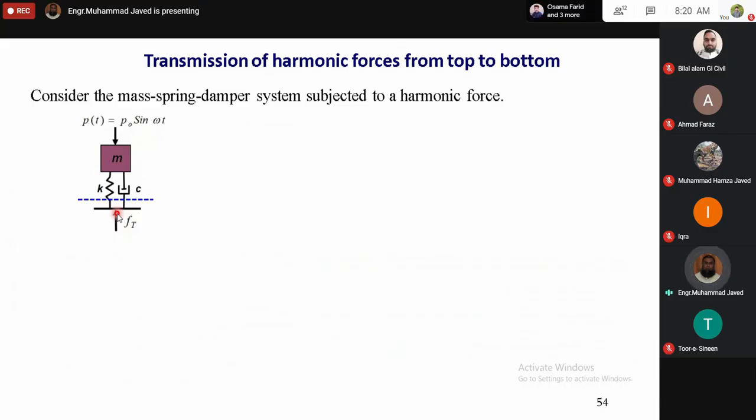If there is no vibration isolator provided, then Ft is simply equal to P of t. But if we provide proper isolation system, we can reduce Ft and consequently less force is transmitted to the support.